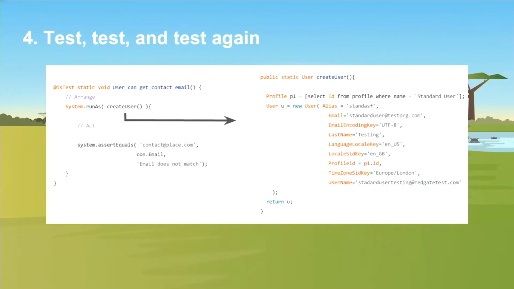So number 4 is around testing. I'm sure I don't have to talk to you all about the importance of unit testing. Obviously, you have requirements on the platform around code coverage, and it's something that you should be doing to increase the reliability of your code as you work.